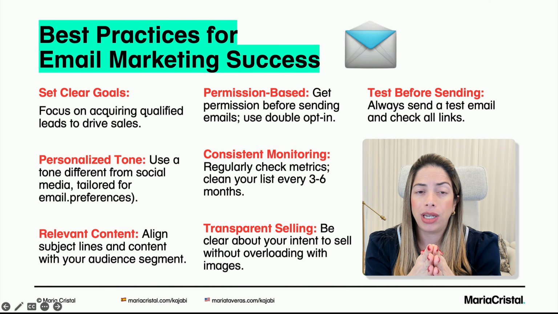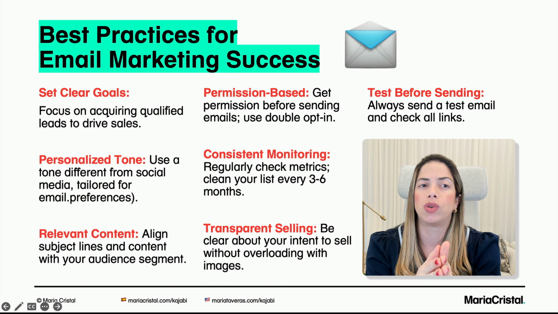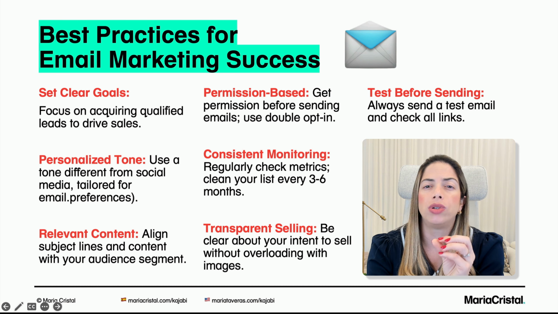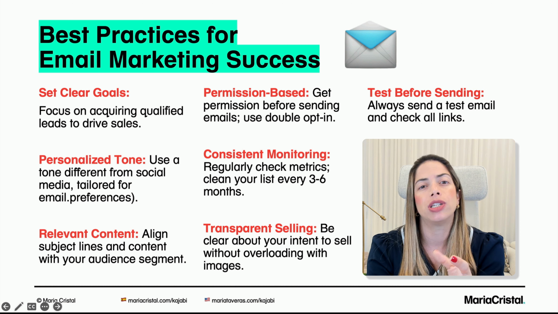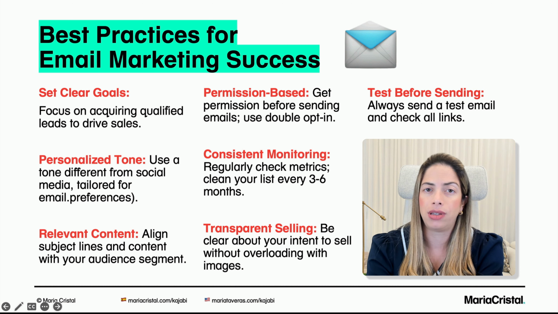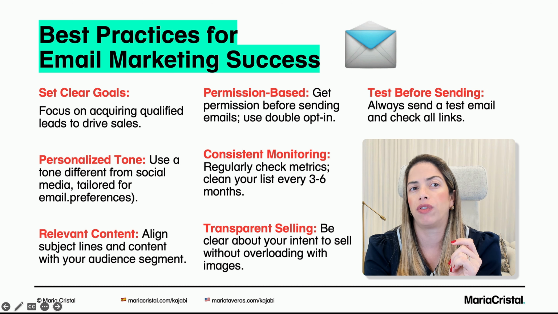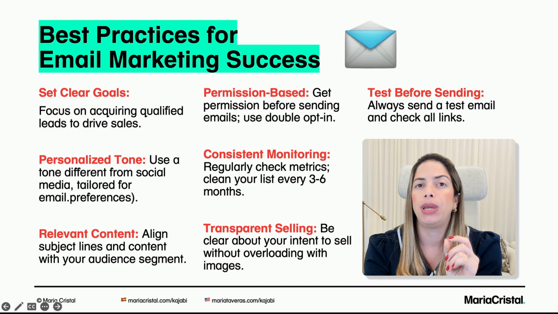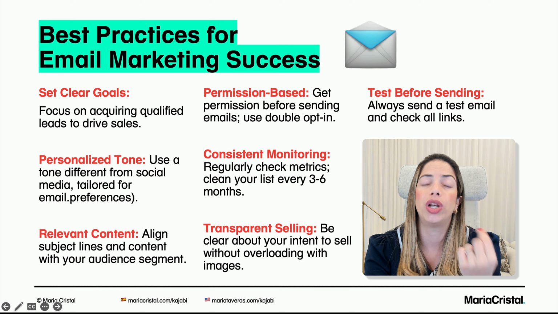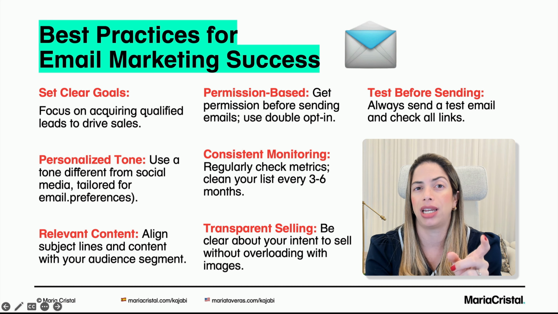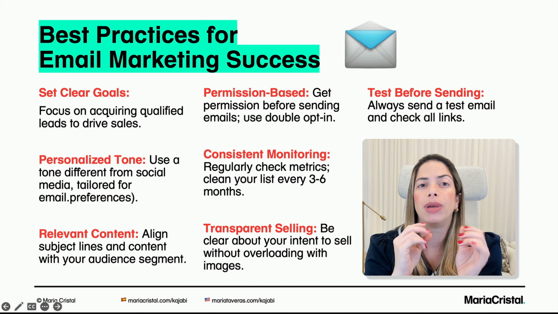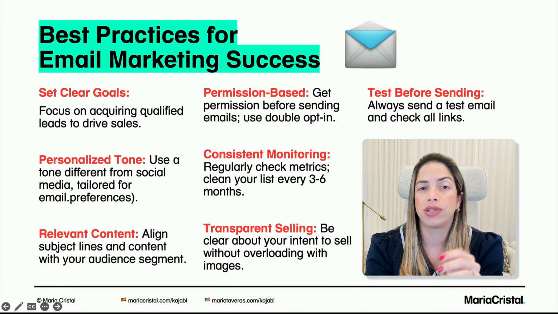To be successful in email marketing, please set clear goals on what you want. Use a tone different from social media. Share relevant content. Be transparent when you're selling. Don't purchase an email list. Use opt-in forms. Build your list. Be consistent on when you're sending content, and always test before sending it. Send it to yourself. Make sure all the links are working before you send it to your whole list.